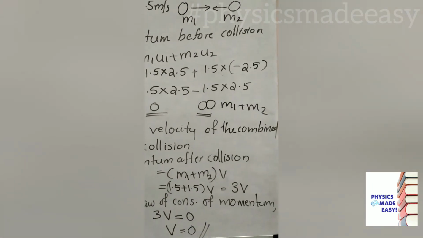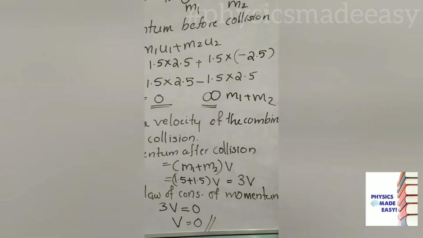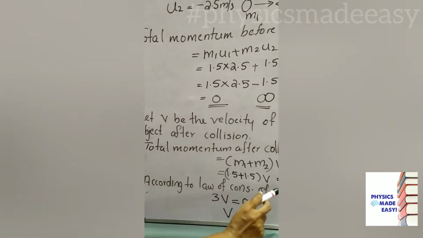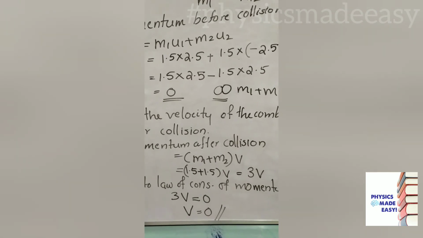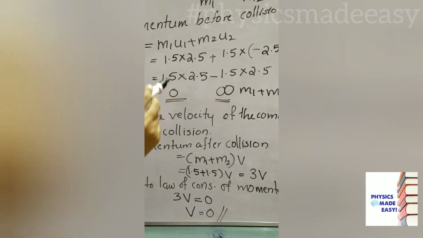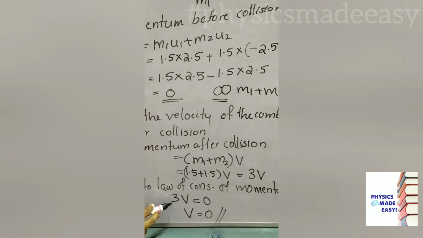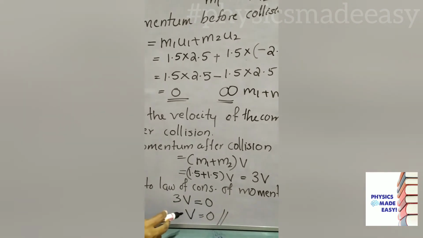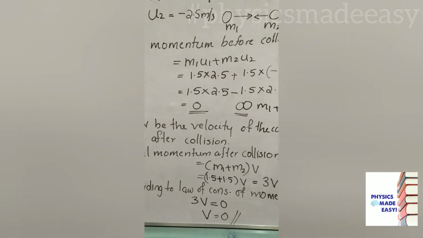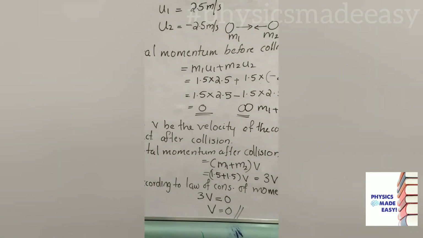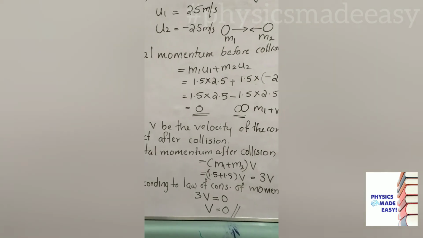So here the total momentum before collision is 0 and the total momentum after collision is 3V. Then according to the law of conservation of momentum, total momentum after collision is equal to total momentum before collision. So we can write 3V is equal to 0. Then V will be 0. That means after that collision they are stopped there. Okay, they stick together and stop. They are not moving after that collision. That's why this velocity is 0.